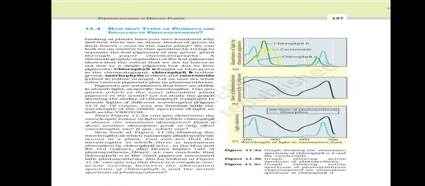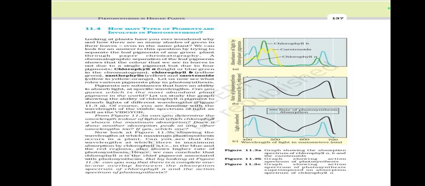From Figure 11.3a, can you determine the wavelength or color of light at which chlorophyll a shows the maximum absorption? Does it show another absorption peak at any other wavelengths too? If yes, which one? Now look at Figure 11.3b, showing the wavelengths at which maximum photosynthesis occurs in plants. Can you see that the wavelengths at which there is maximum absorption by chlorophyll a, that is in the blue and the red regions, also show a higher rate of photosynthesis? We can conclude that chlorophyll a is the chief pigment associated with photosynthesis.